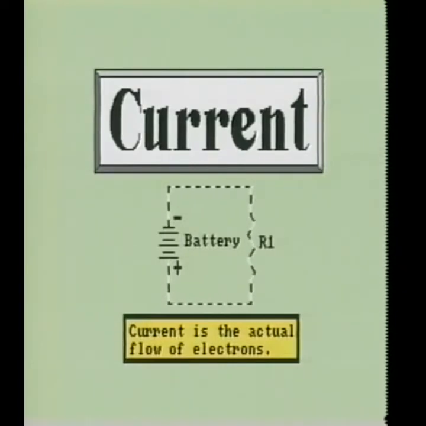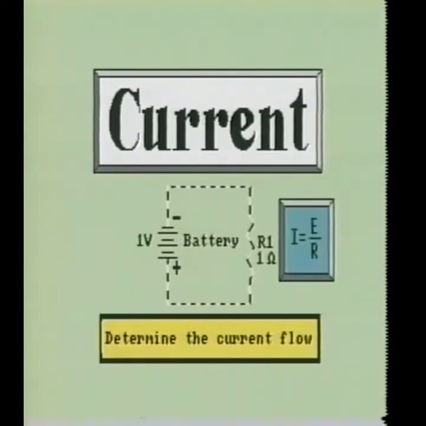For example, if we have a voltage of 1 volt being applied to a resistance of 1 ohm, we will have 1 amp of current flowing through the device. This was calculated by using the Ohm's law equation I equals E over R. This translates to 1 volt divided by 1 ohm, which equals 1 amp of current.